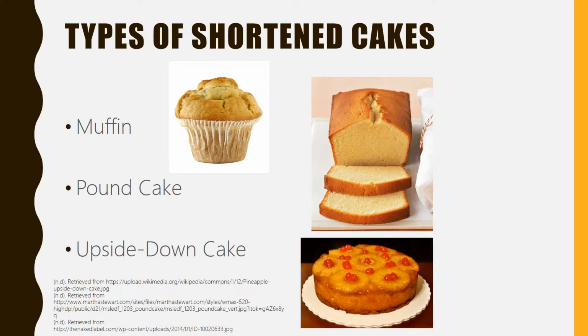Upside down cake. After baking, this cake is literally turned upside down. Chopped or whole fruits such as pineapple or cherries are placed on the bottom of the pan on top of a layer of brown sugar before the batter is poured.